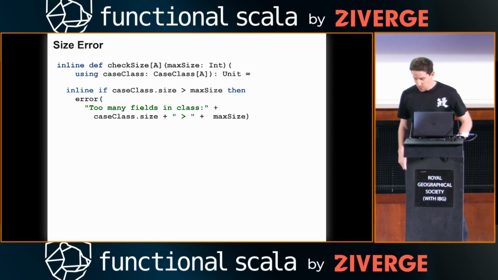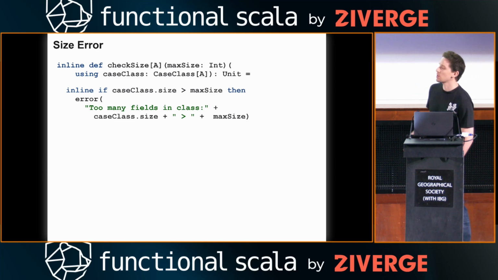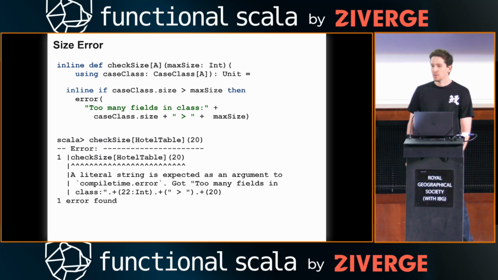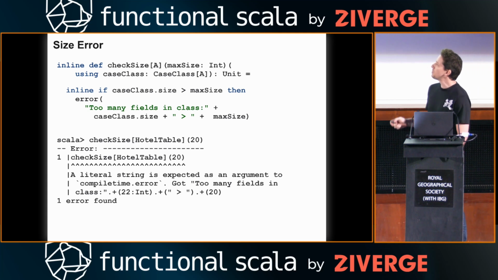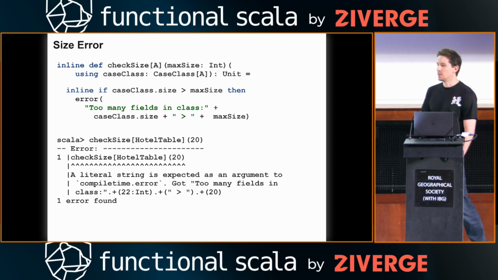So here we're doing the same thing as before, but now we're also adding information about the size of the class and the maximum size that we're expected to observe. And so we can try to compile that, and we get a compilation error. But unlike last time, this is not the right compilation error. It's not failing to compile because the class is not the right size, but it's failing to compile because the call to error was not correct. It tells us that you cannot use a non-literal string as an argument to error.